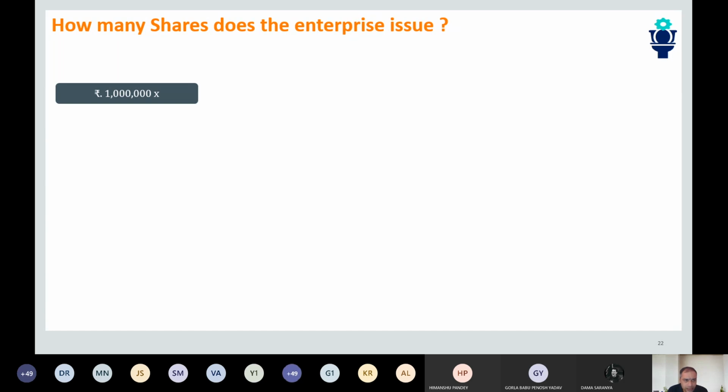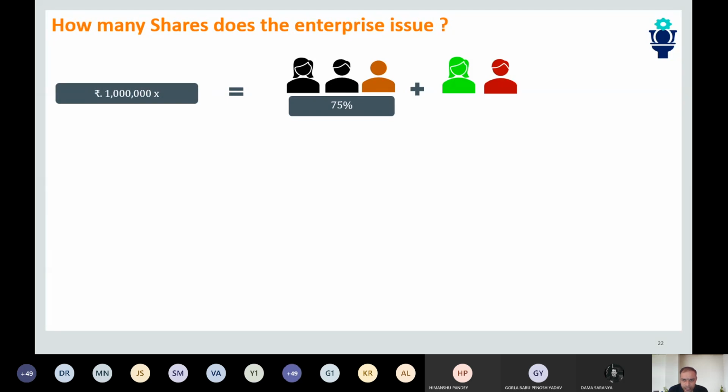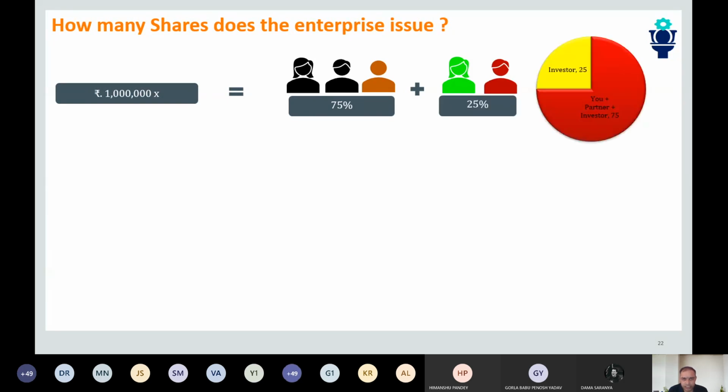So first, for this money, this many shares, you got 75 percent, and your Series A investors got 25 percent. Okay, but now what is your share value? It is 13 lakh 30,000 rupees. So that is going to be 100 percent.